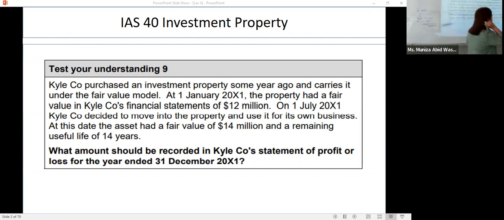Now, what is going to happen afterwards? This 14 million, is it going to be depreciated? Is it going to be depreciated? Who says no and who says yes? Is it going to be depreciated? It has a useful life of 14 years, so it will be depreciated, right?